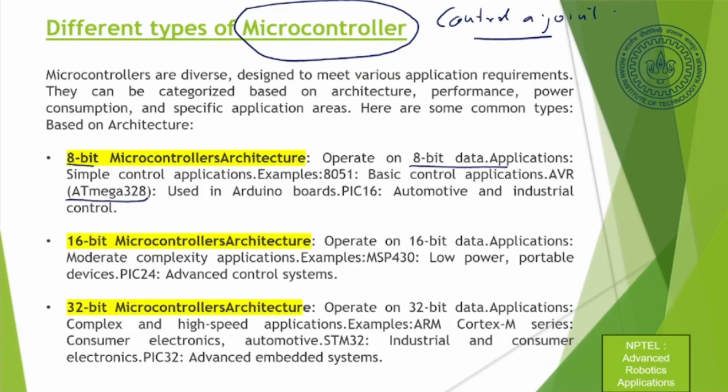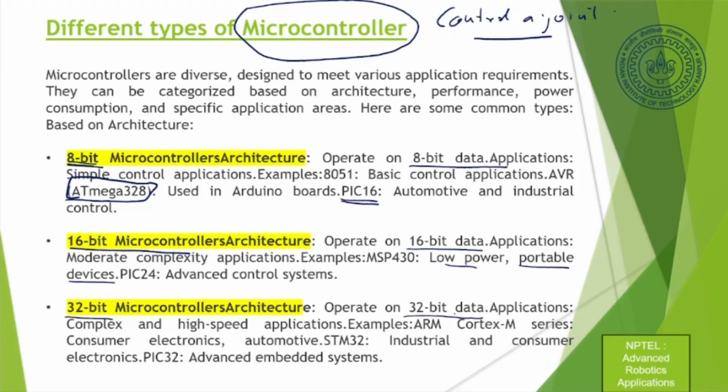So the Atmega328, the one that we'll be using, is one such example, which is an 8-bit microcontroller. There are other microcontrollers, for example, PIC16 is also an 8-bit microcontroller. You can have 16-bit microcontrollers, which operate on 16-bit data. Applications are for more complex uses, for example, portable devices, low power, switching a light on and off. Then we have 32-bit microcontroller architecture.